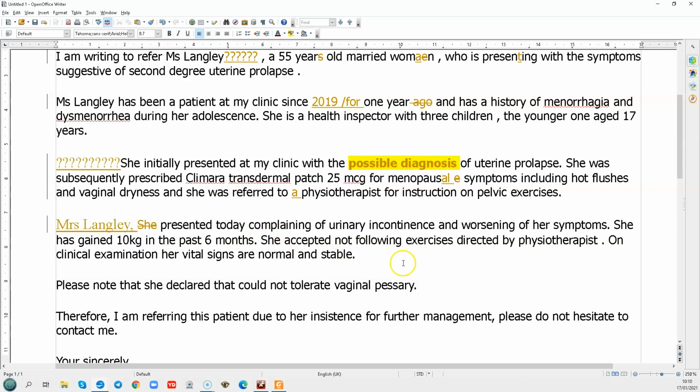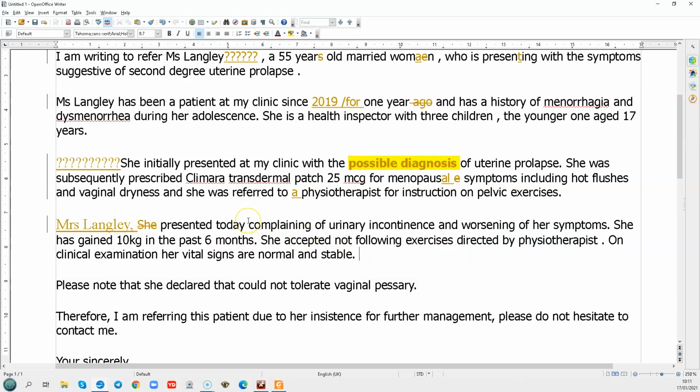She accepted not following exercises. She accepted, well, she didn't accept. You mean she hadn't been adherent, she hadn't been compliant, she hadn't been following the physiotherapist. She accepted not following exercise. Well, that's not very grammatical. In any case, I'm going to go to examinations. Her vital signs are normal and stable.